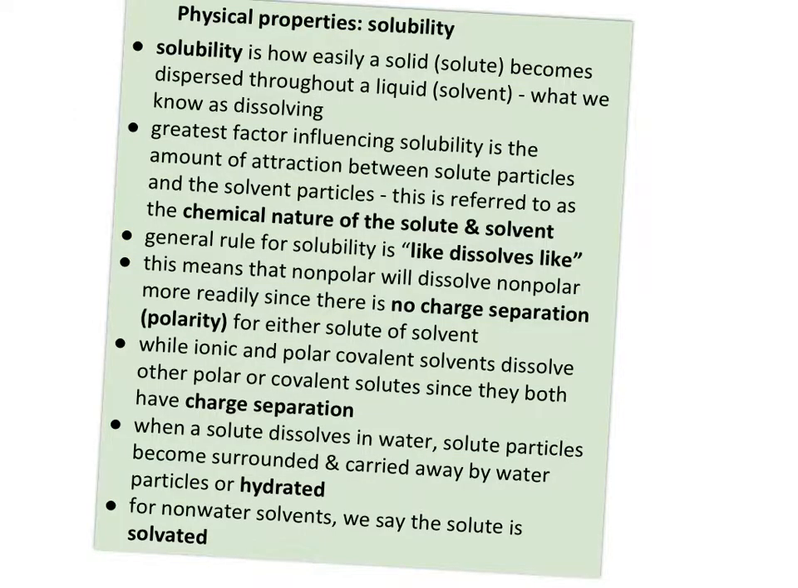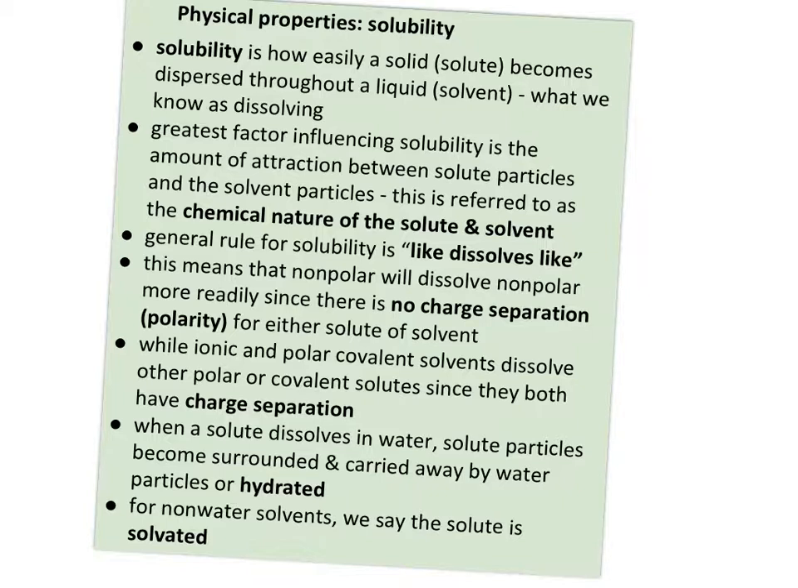Other physical properties that we often talk about are solubility, and that's how easily the solid or the solute becomes dispersed throughout a liquid, the solvent, or what we know as dissolving. So usually we're referring to the solubility in water. So the greatest factor influencing solubility is the amount of attraction between the solute particles and the solvent particles. And this is referred to as the chemical nature of the solute and solvent. But that's just a fancy word for saying, is there any attraction? And remember, the general rule is like dissolves like.